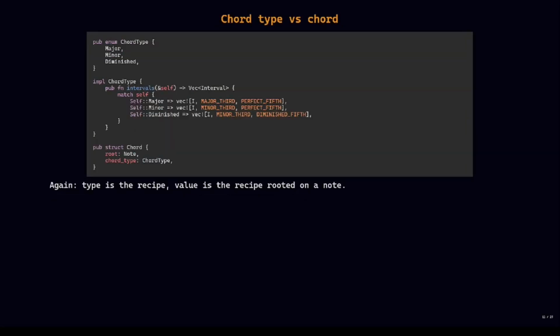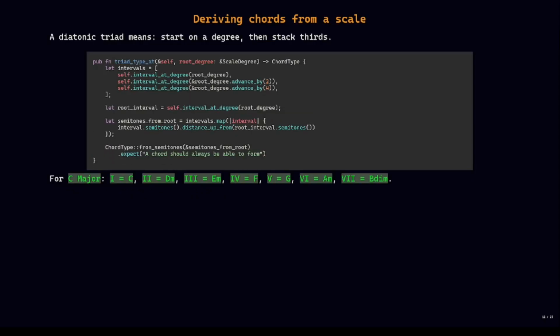So the chords are very similar to scales, where you have an enum for chord type, and then you have intervals that are defined for each enum. Also, a good thing about Rust is when you have these match statements, I have to have an implementation for each type. So now if I create a new chord type, I will have to create a match for it. So that makes sure I don't accidentally break this, sometime I add a new variant to the enum.